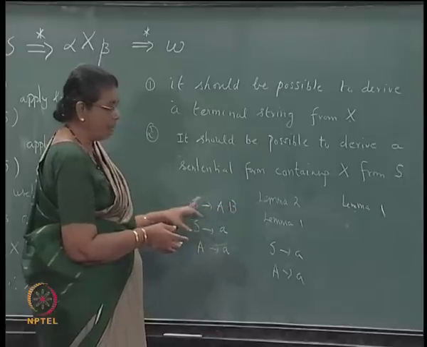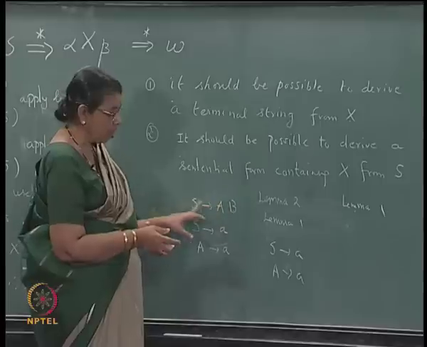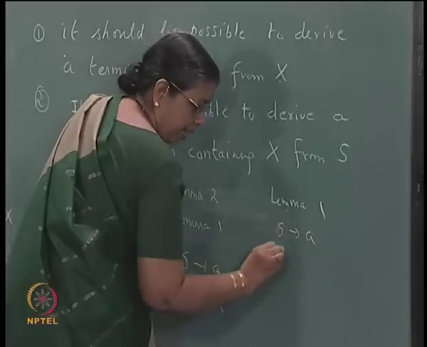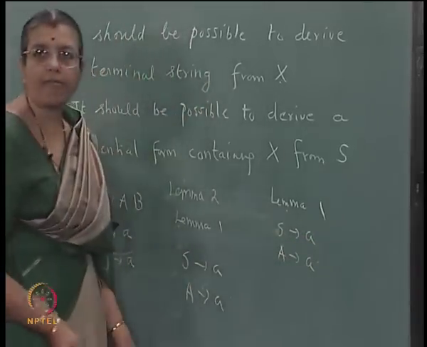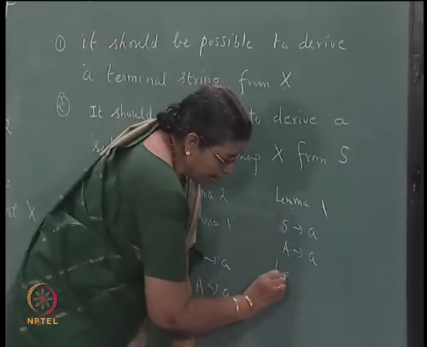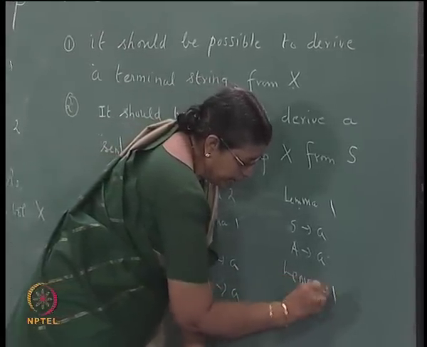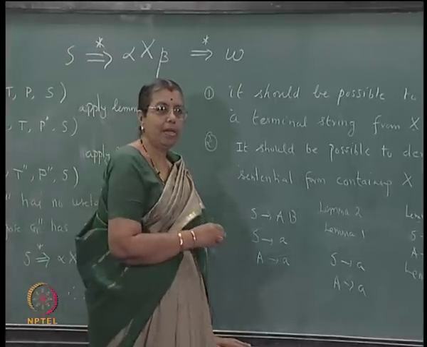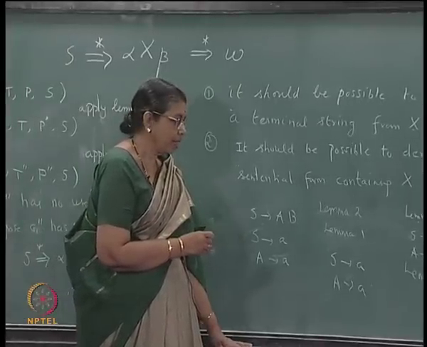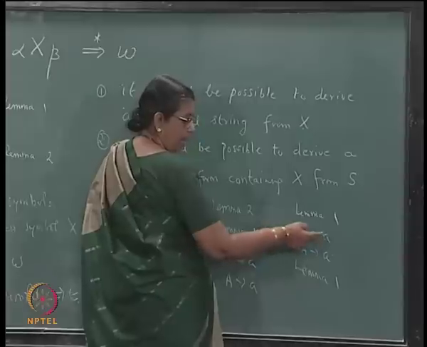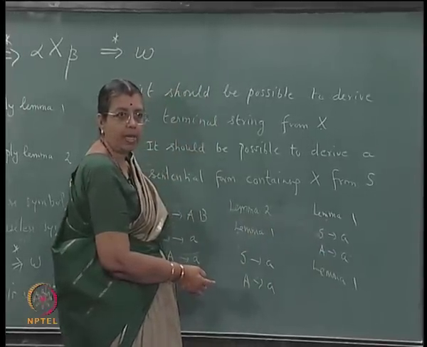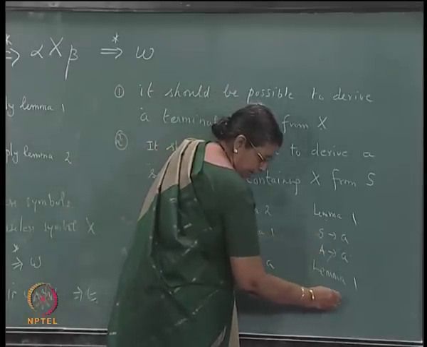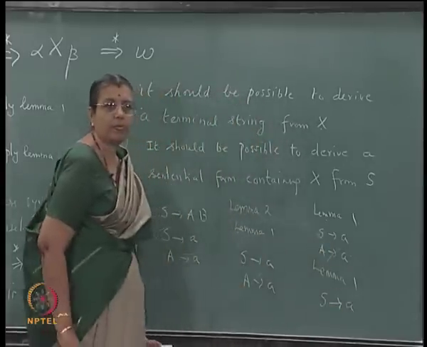So, this rule has to be removed, and B has to be removed. At the end you get S goes to A after applying lemma 1. Then you apply lemma 2, that is every symbol should occur in a sentential form reachable from S. You see that capital A you cannot reach from S now. So, this has to be removed. So, you end up with just S goes to A, only one rule.